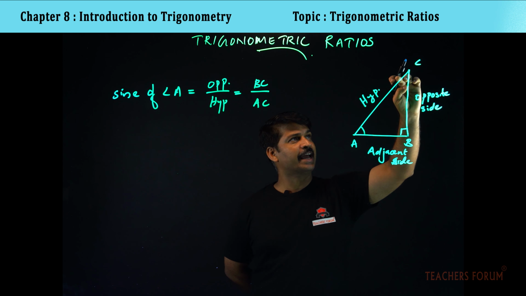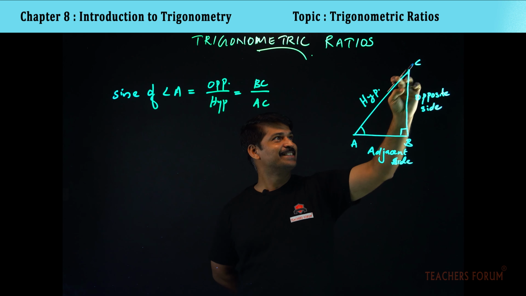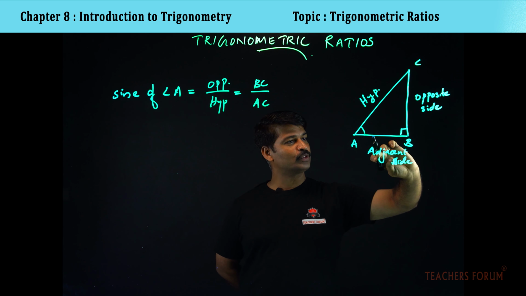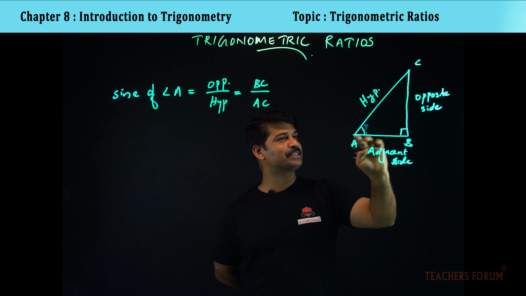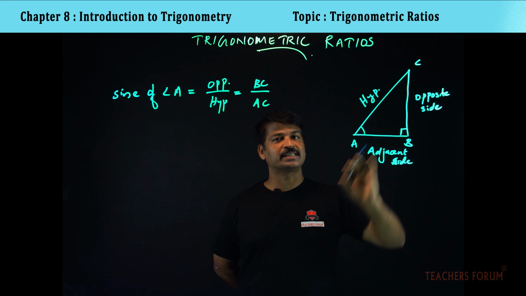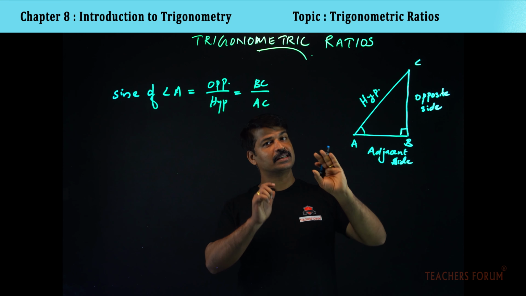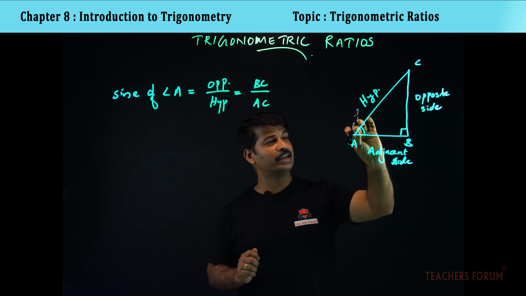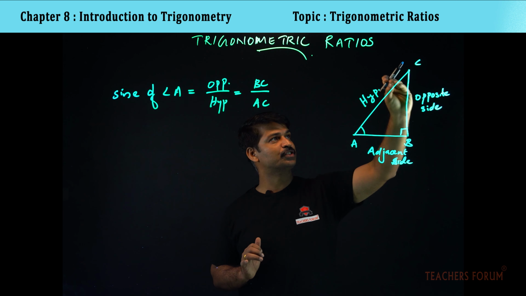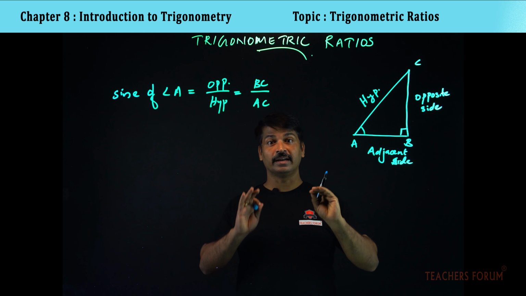If you consider angle C, what will be sine of angle C? Sine of angle C will be opposite side by hypotenuse. Then it becomes AB by AC. I told you, as the angle changes, the sides also change. Clear? Now we are going to discuss the trigonometric ratios of only angle A. We are not considering angle C now.